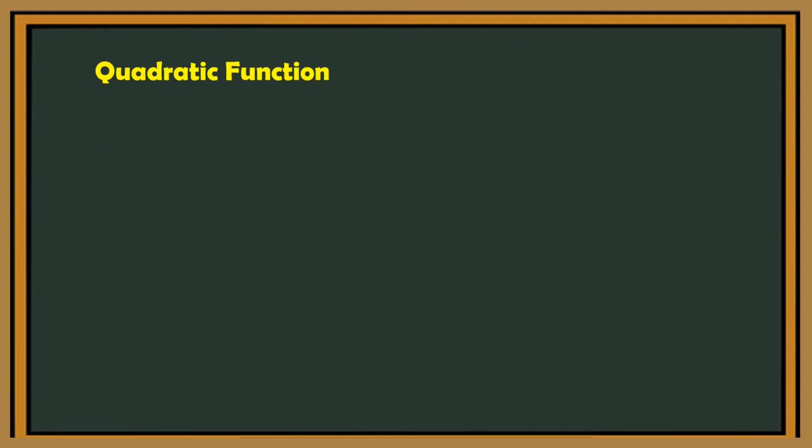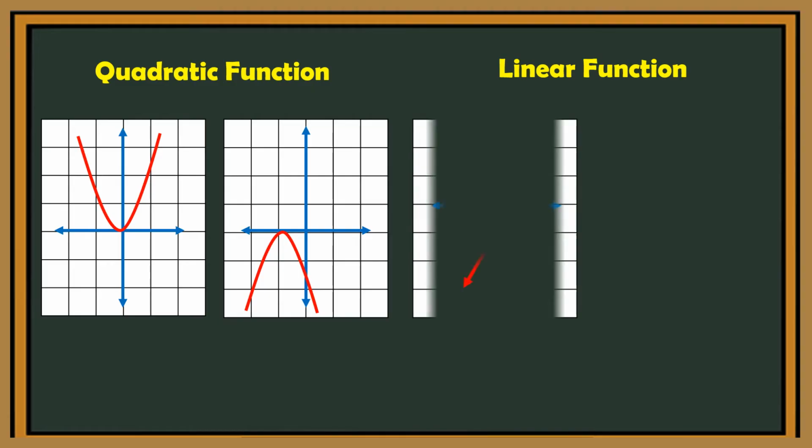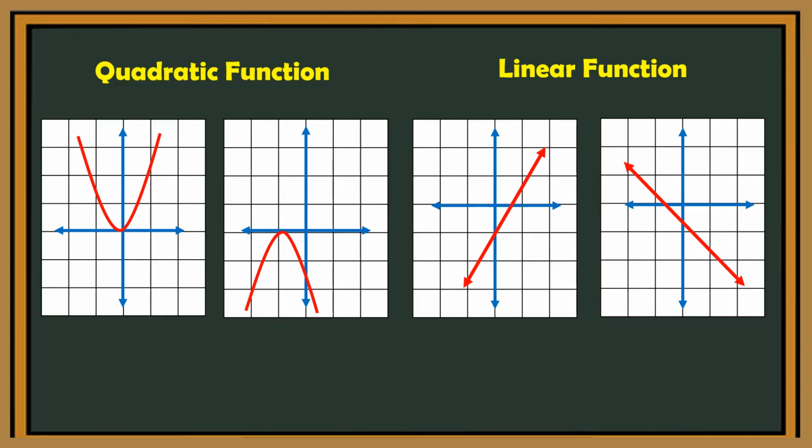I'm going to show you the difference between the graph of quadratic function and the linear function. So these are the graph of quadratic function. So as you can see in the graph, it is curve shape, or we call it parabola, while the linear functions are straight lines.